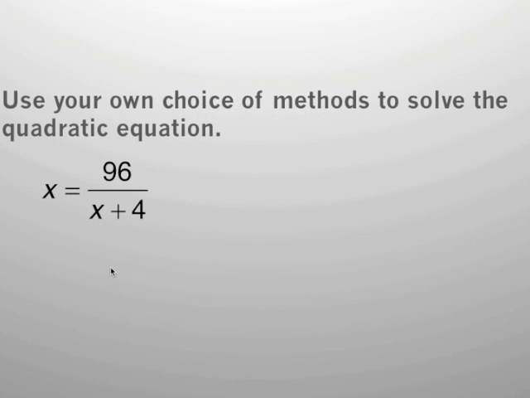Now, we have our choice of methods to solve this quadratic equation. Well, the first thing I would do is I need to get rid of the denominator, or I can cross multiply. We do know here that x cannot equal negative 4 to begin with, though, because we have this x plus 4 denominator. If I cross multiply, I will have x times x plus 4 equals 96, and x squared plus 4x minus 96 equals 0.